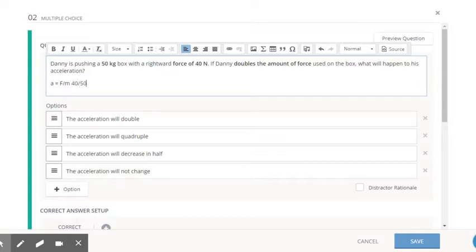40 divided by 50. That is equal to 0.8. So my acceleration is 0.8. So now let's double the force. So if we double the force, our force is now 80 divided by 50.